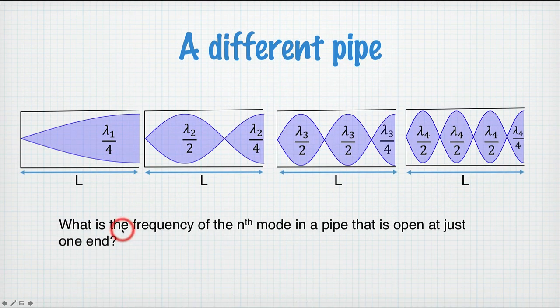As an exercise, you can consider a different kind of pipe, one that looks like this, where we have a closed end and an open end. So the fundamental mode in this case will be a quarter of a wavelength long, because we can satisfy a boundary condition here where we have a node and then an antinode at this end. The next mode along, where we have a node here and an antinode here, will have lambda on 2 plus lambda on 4, so that's 3/4 of a wavelength. And to get to the next mode, we add another half a wavelength, and then another half wavelength, and so on and so on. So what's the frequency of the nth mode in a pipe that's open at just one end? And that's an exercise for you guys.